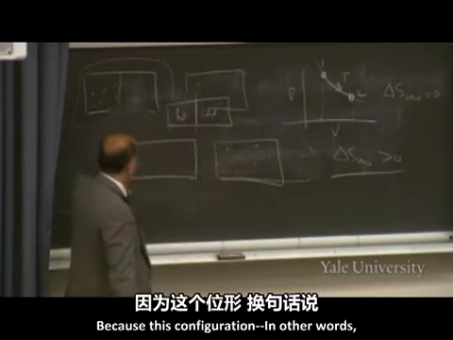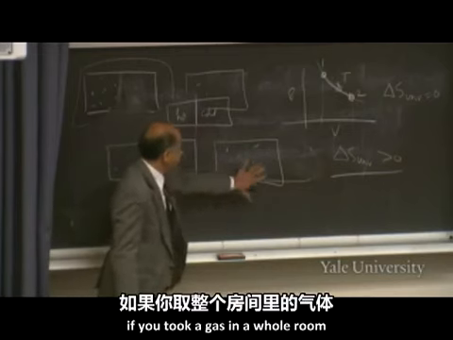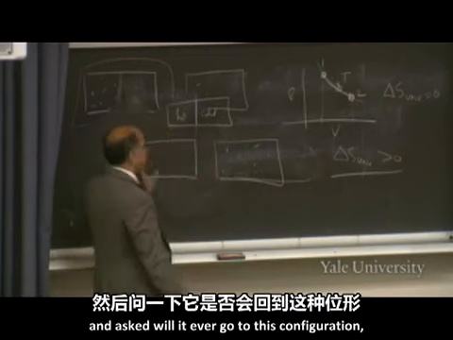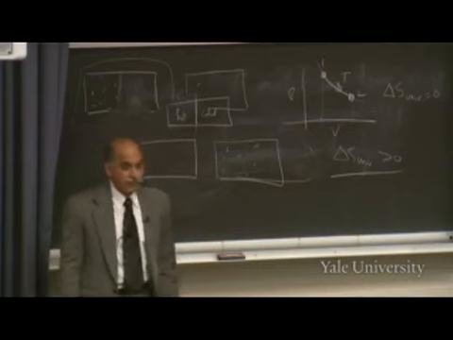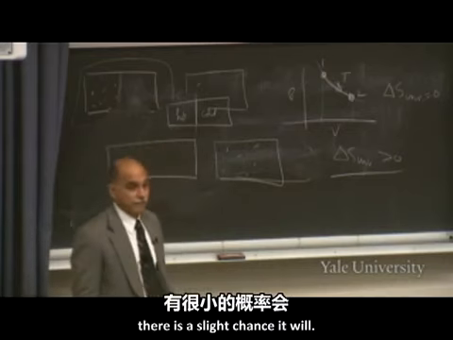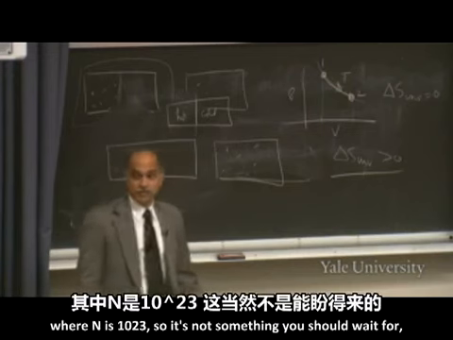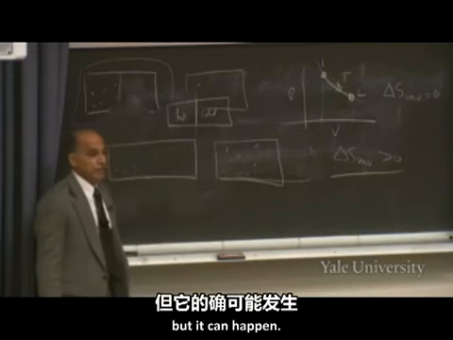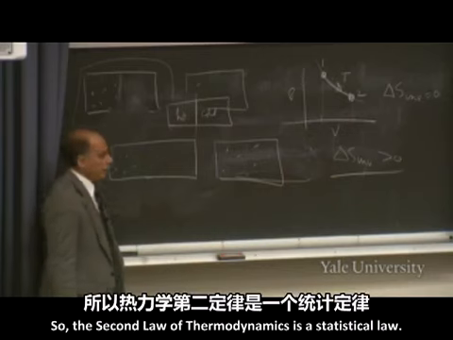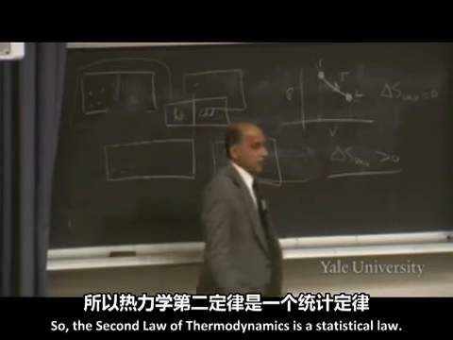Because this configuration, in other words, if you took a gas in a whole room and asked, will it ever go to this configuration? There is a slight chance it will. That chance is 1 part in 2 to the n, where n is 10 to the 23. So it's not something you should wait for, but it can happen. So the second law of thermodynamics is a statistical law.